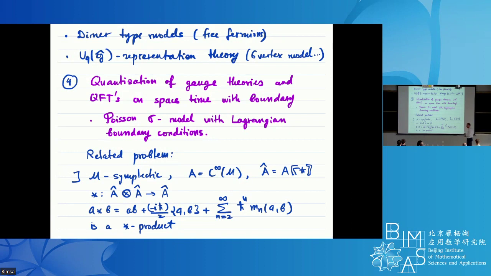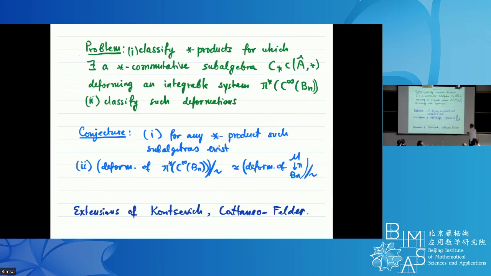So the way he did it is, the construction starts with some very explicit formula for a single star product. And then Cattaneo and Felder noticed that his formula is just Feynman diagrams for this nonlinear Poisson sigma model.